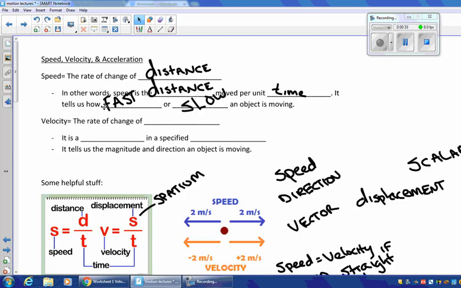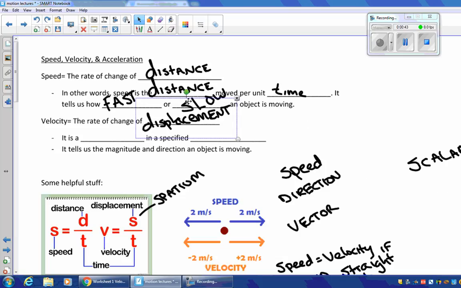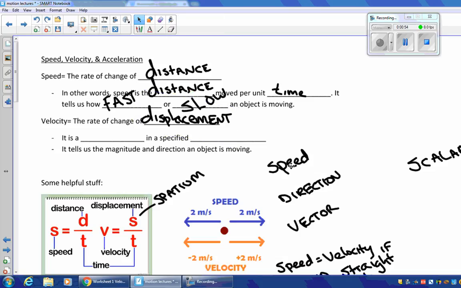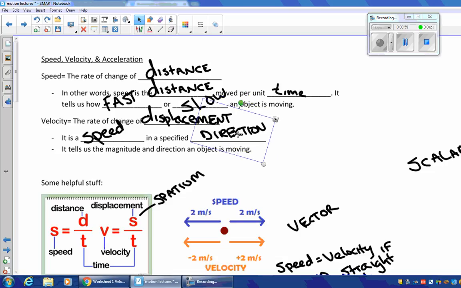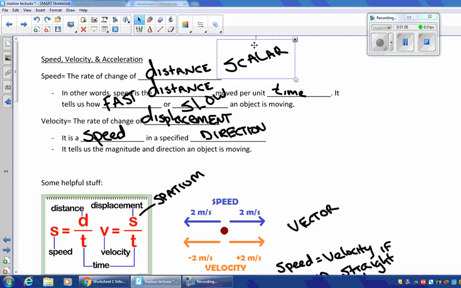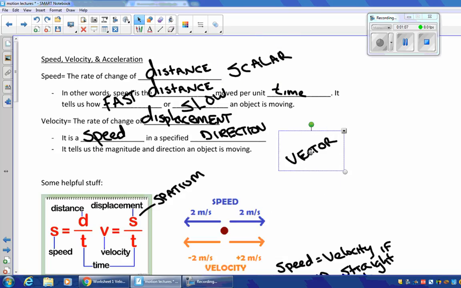Velocity, on the other hand, remember that speed is a scalar quantity because we don't have direction here. Velocity is the rate of change of displacement. It is a speed specified in a direction. So it's speed plus direction, which makes it a vector quantity. Speed is scalar, velocity is a vector quantity, because you care about the direction.